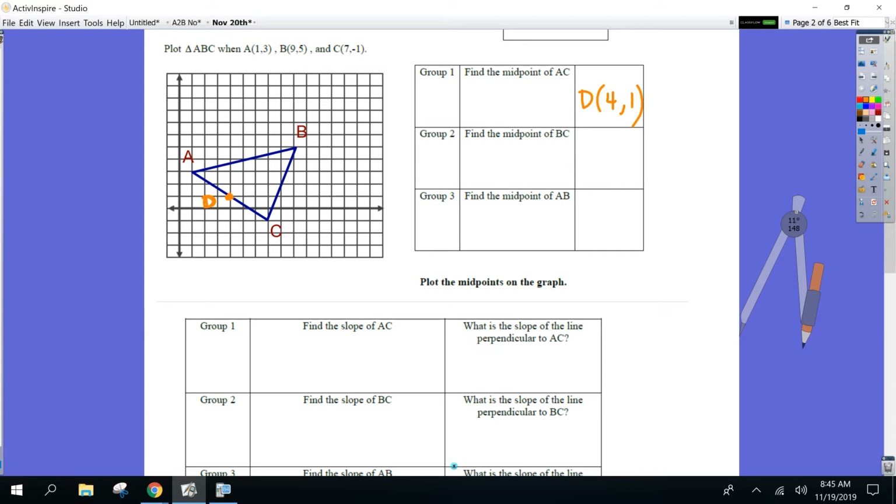Group 2, midpoint of BC. (8, 2). Everybody, I'd like you to call that point E. (8, 2). And go over and plot it on your graph. And Group 3, what was the midpoint of AB? (5, 4). Everyone, please call that point F. (5, 4), and plot it on your graph.